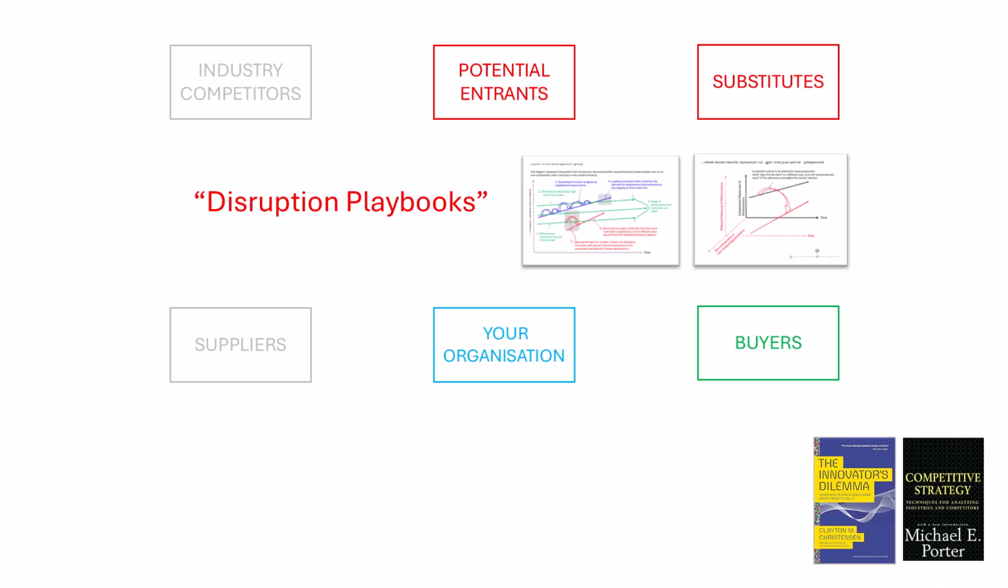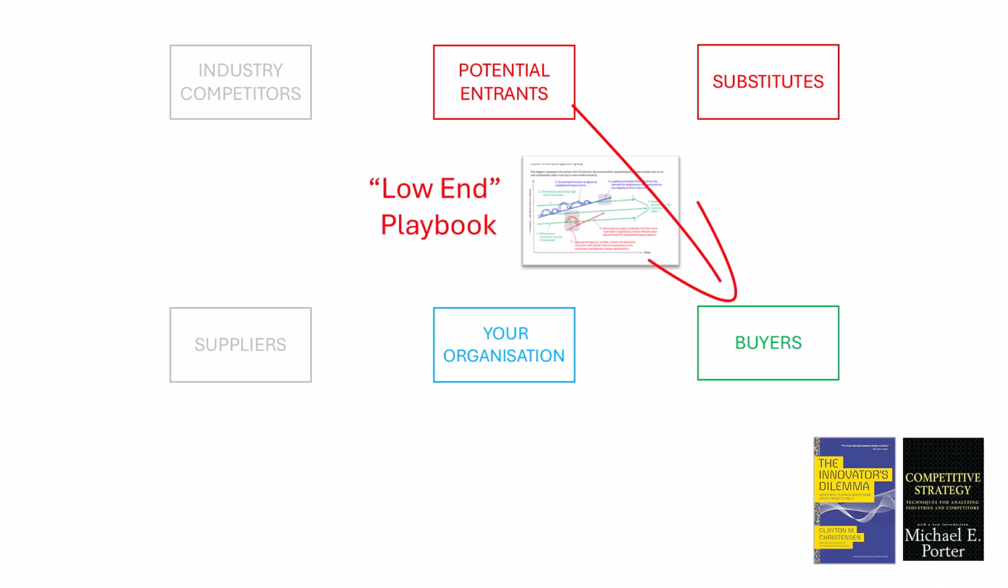In his classic book on disruption, The Innovator's Dilemma, Christensen describes what he calls 2 types of disruptive playbooks, where he details the telltale signs that a competitor may be following a strategy which will end up disrupting your organization or wider industry. One of those playbooks aligns to the new entrants box on Porter's 5 forces model, and the other playbook aligns with the substitute box.